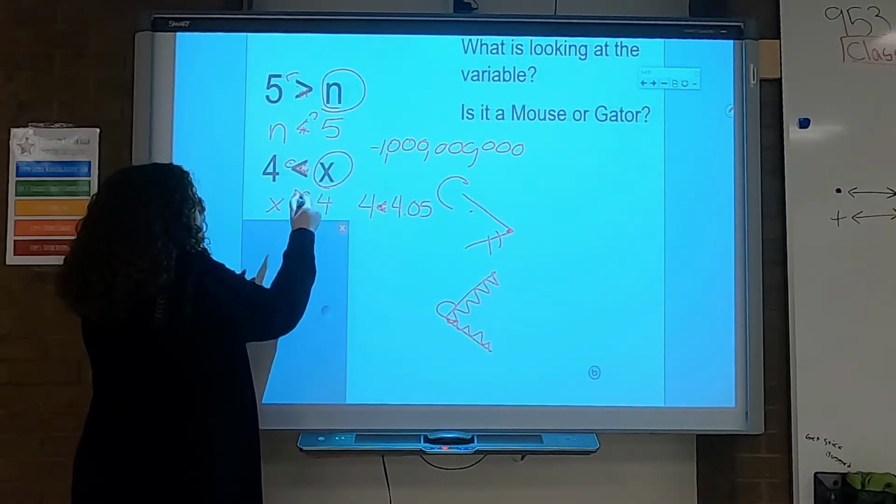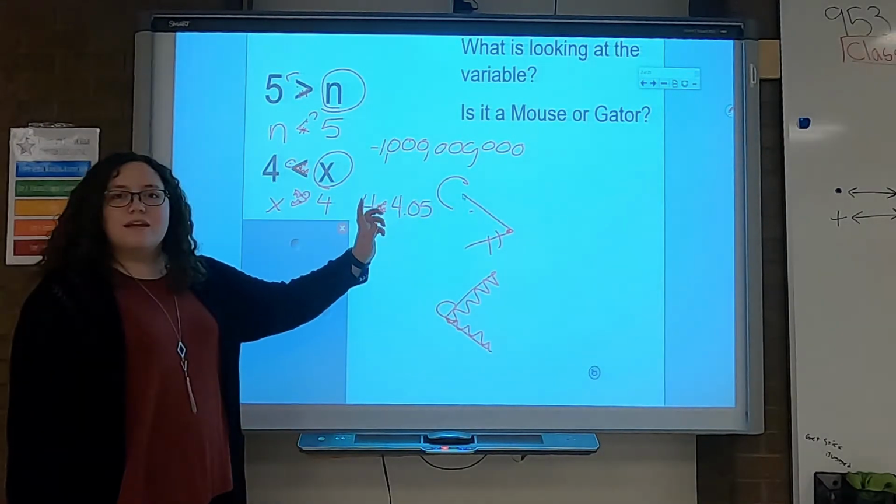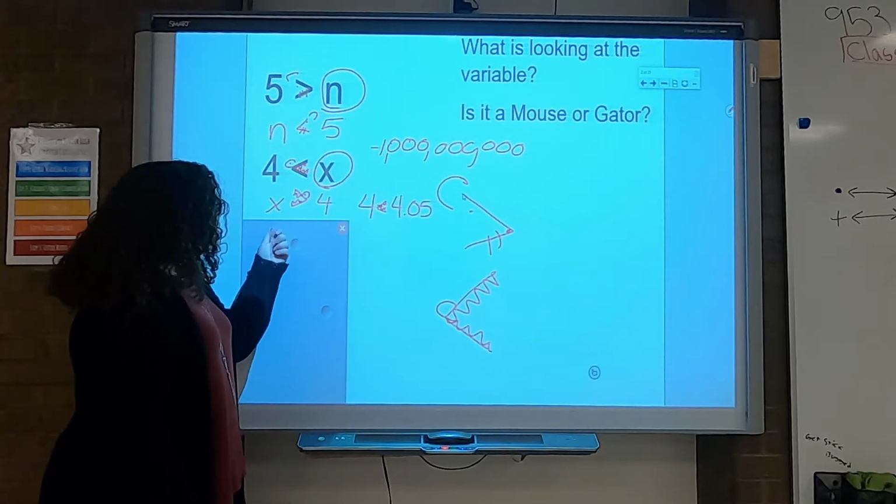So he moves with the variable? He's always going to be looking at the variable. The mouse and the gator, the focus is always on the variable. They're always looking at the variable.